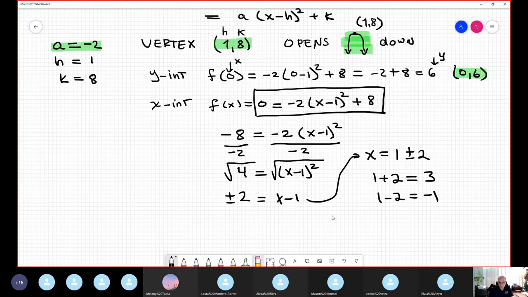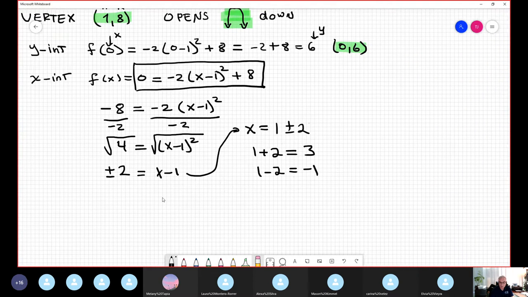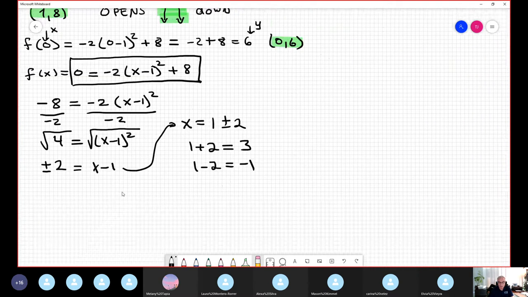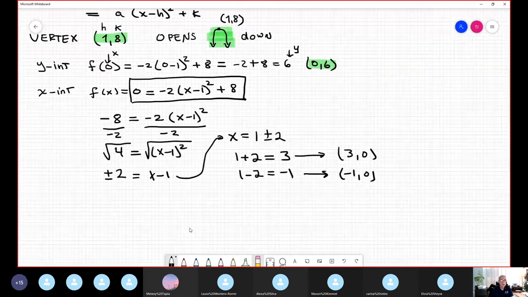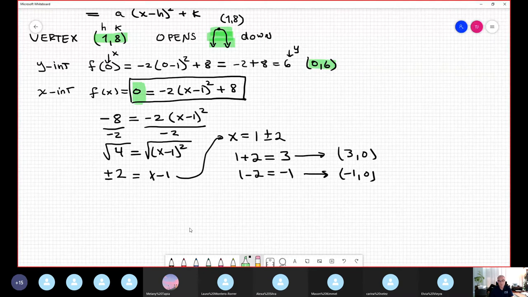Okay, but wait. I want to express it as an ordered pair. So this point is the point 3, 0, and this point would be negative 1, 0 because the supposition at the beginning was y is 0. Look at that. That's the supposition for finding the x intercept. Okay, good. So I have a lot of points now. Wow, good, I like that. Okay, one more piece of information we need about this one. We have the axis of symmetry, important.